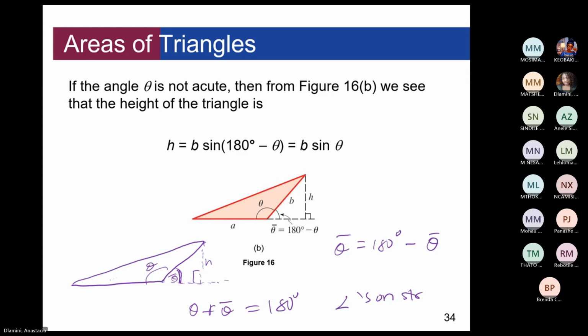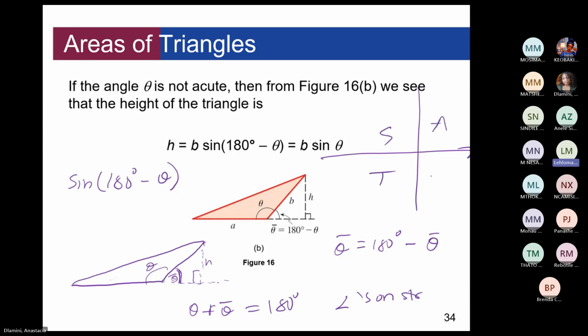Yes, ma'am. So H is equal to, so we know that sine of 180 degrees minus theta, if we go to the Cartesian plane, on the ASTC diagram, you know that 180 minus theta is somewhere here, isn't it? Yes, ma'am. So it means that sine will be what? Will be positive. So this is the same as sine of theta.